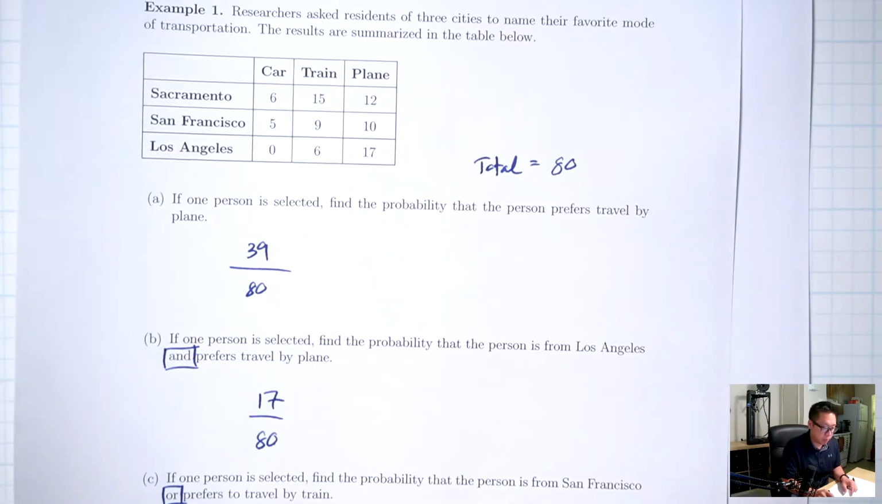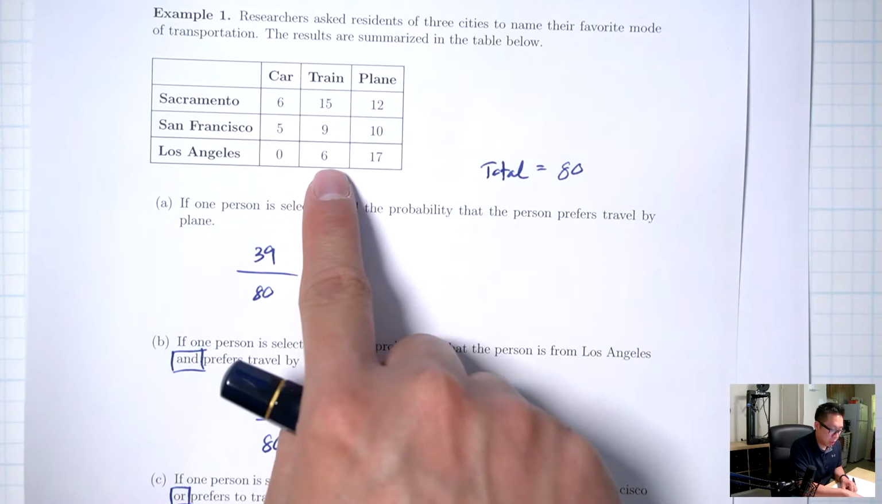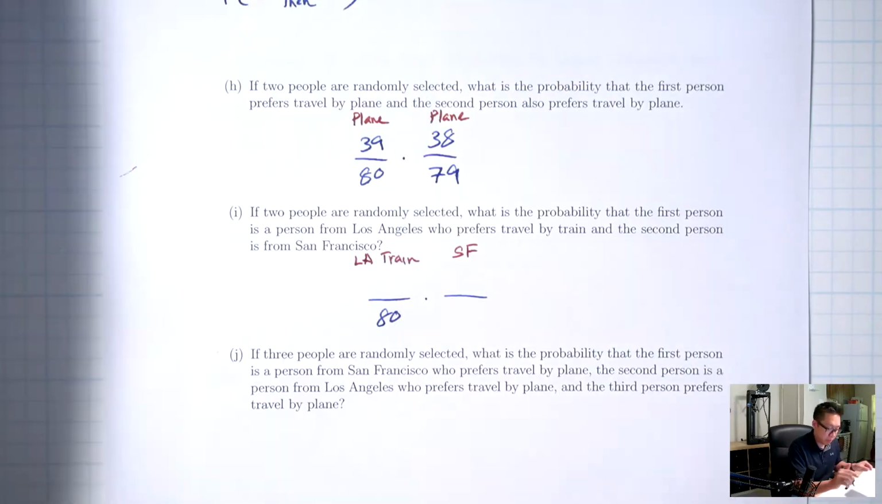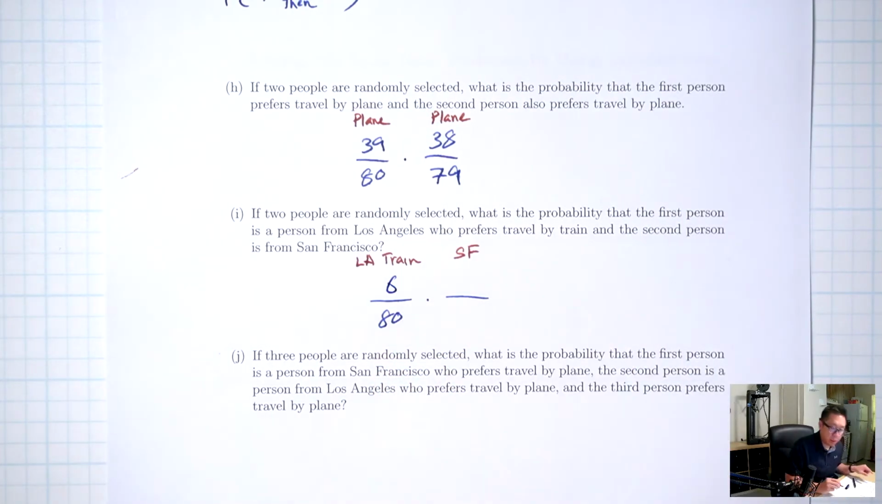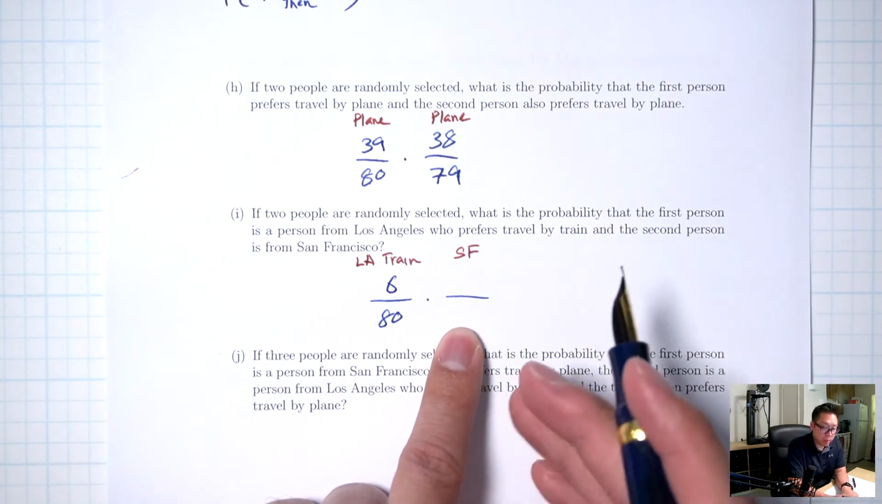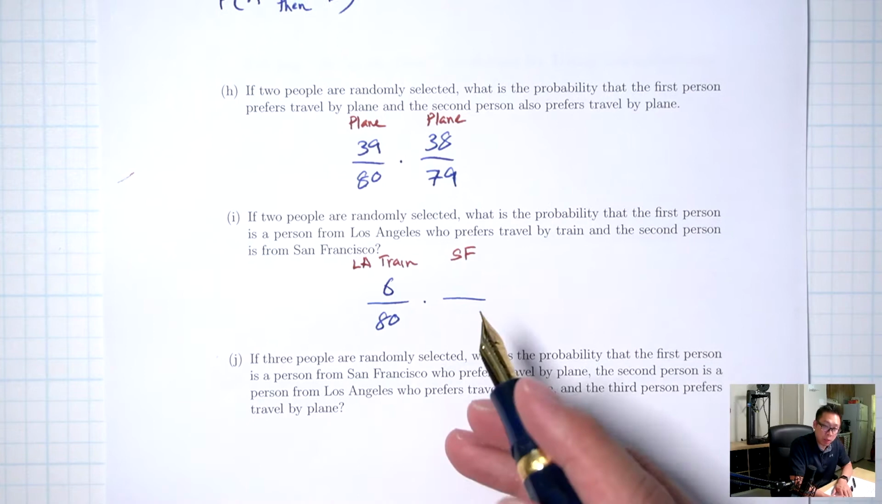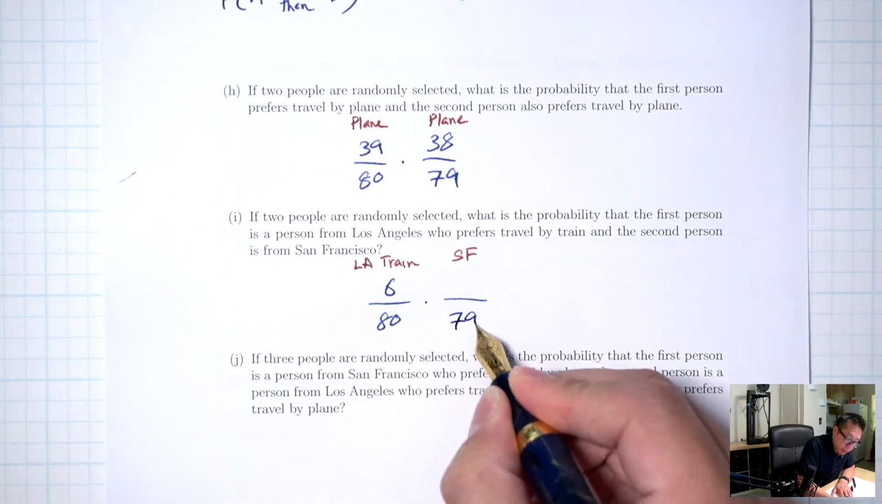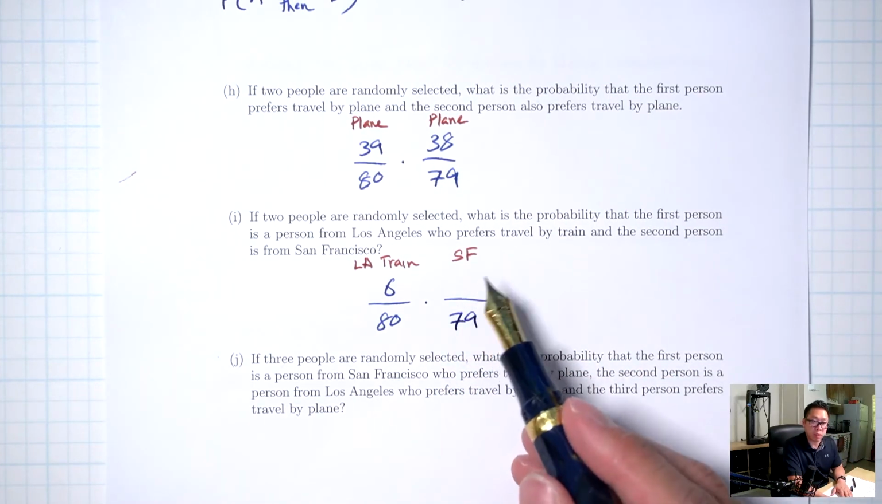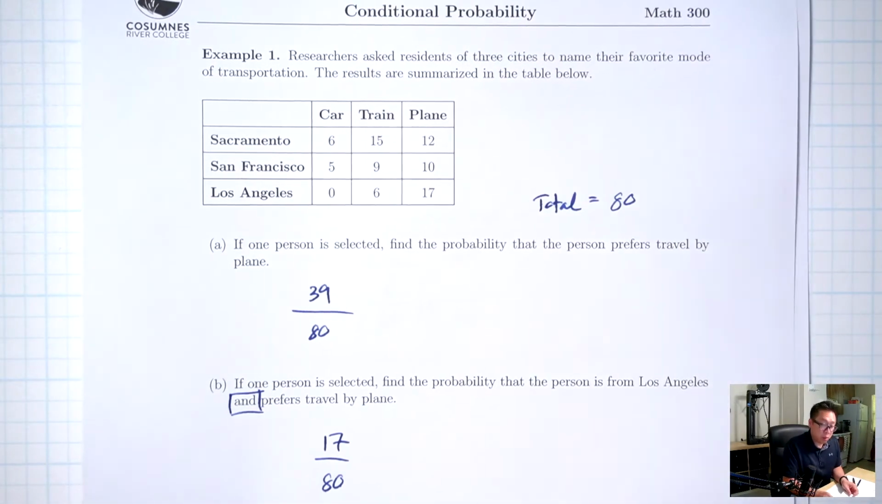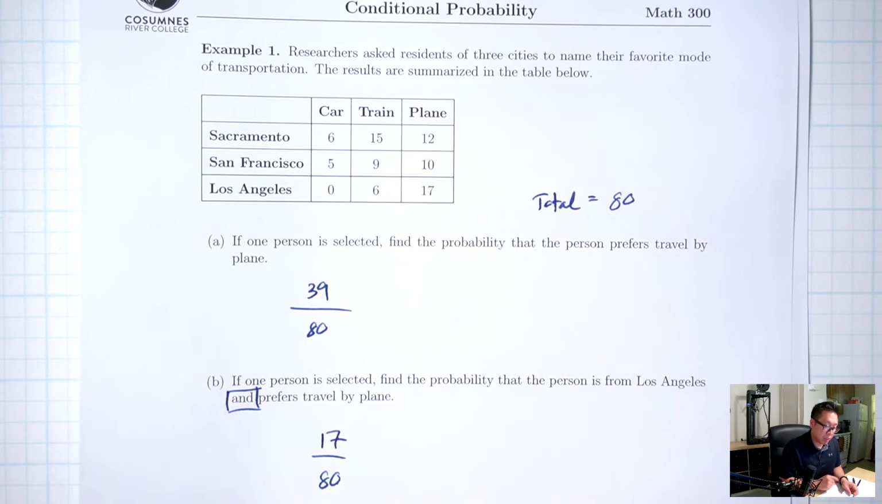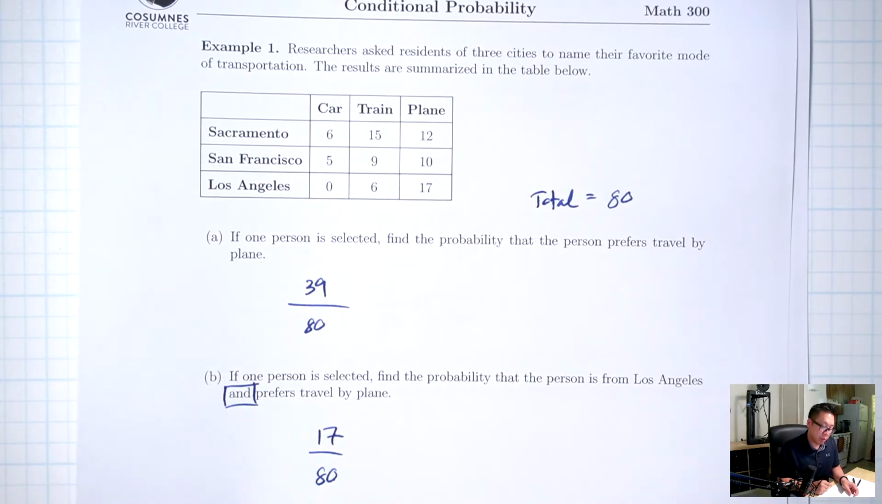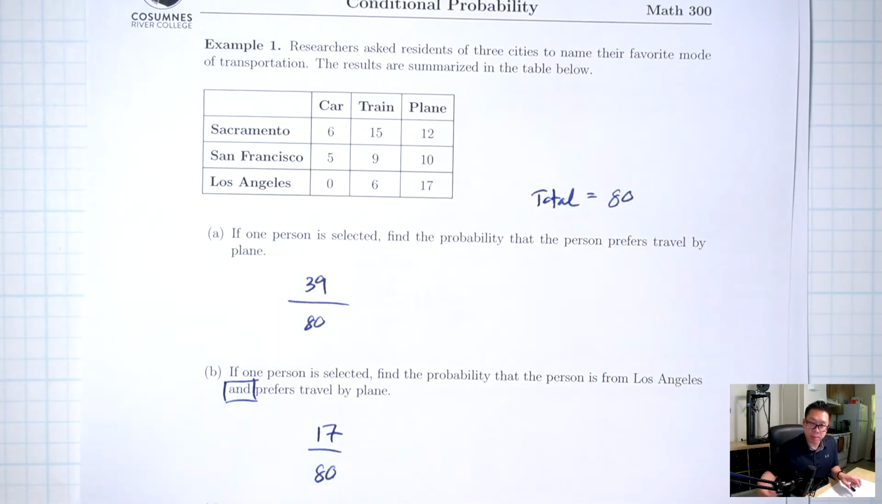For the top, I want LA train people. So LA train, 6. Okay, second person, for the bottom, I already chose one person, so I should be down by 1 to 79. For the top, San Francisco. San Francisco would be 5, 9, 10. 5, 9, 10 is 24, I think.